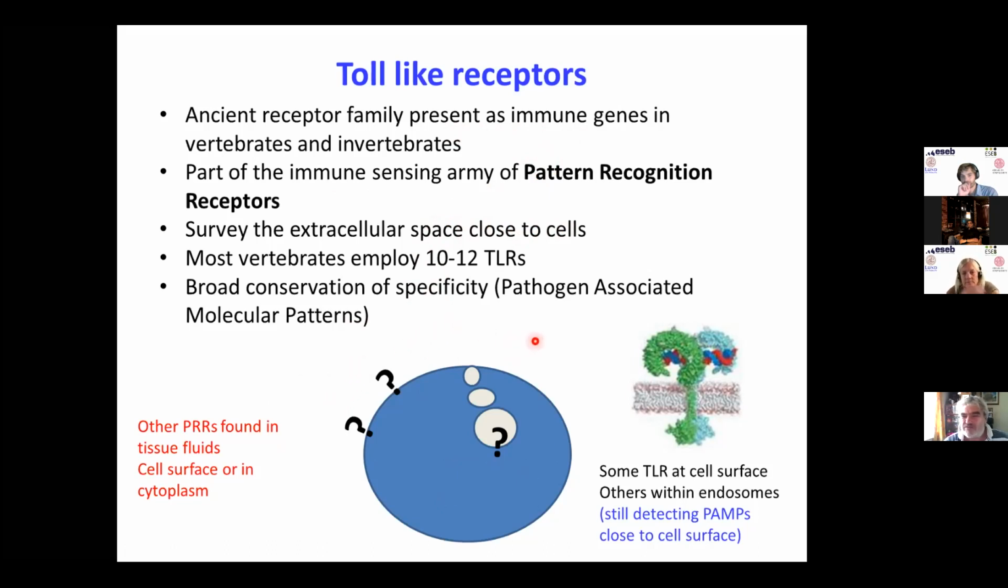They have a very conserved structure, a typical question mark-like structure with an extracellular domain that's involved in recognizing the pathogen bits, a transmembrane domain, and a signaling domain called a TIR domain. Most vertebrates have between 10 and 12 toll-like receptors, and there's quite broad conservation of specificity to a bunch of molecules that Charlie Janeway called pathogen-associated molecular patterns. These PAMPs that toll-like receptors see tend to be close or associated with the cell surface.